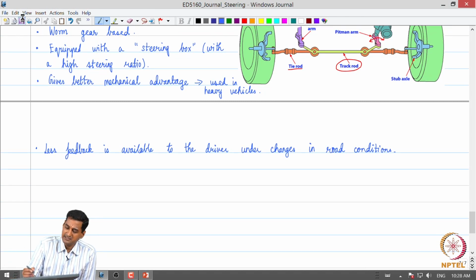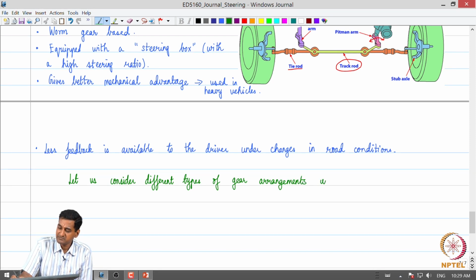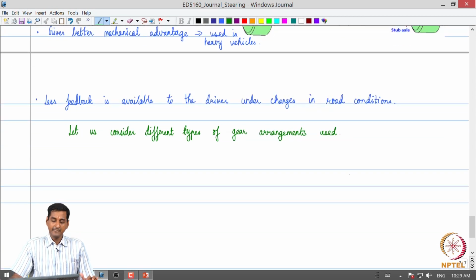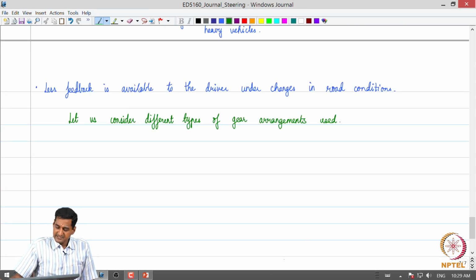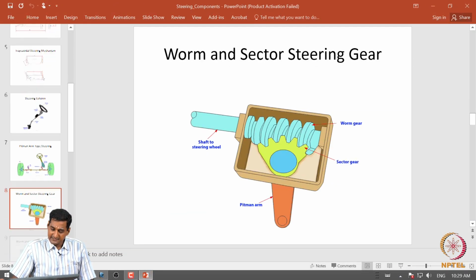Now depending on the type of steering gears used, we have different classes. Okay. So let us now consider different types of gears or gear arrangements used in this Pinion type steering system, right. So what are the different gear arrangements used? Let us look at some schematics and also try to learn the characteristics.